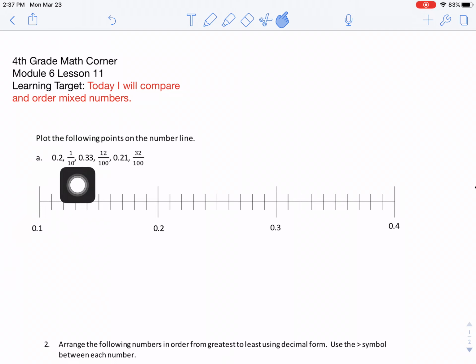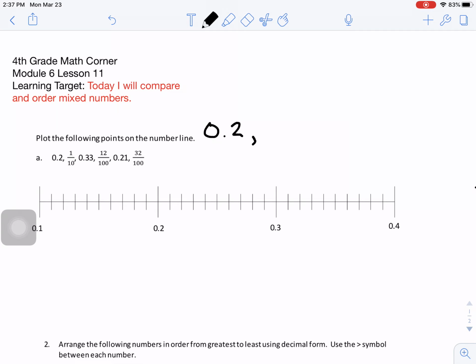Notice the numbers that we need to plot are all in different forms. We need to make sure we put them all in the same form in order to compare their place and their value. I'm going to turn them all into decimals since my number line here is written with decimals. I already have 0 and 2/10 written as a decimal, and then I have 1/10 written as a fraction. So over here I'm going to write all of them. That way I can keep track of the numbers I need to plot.